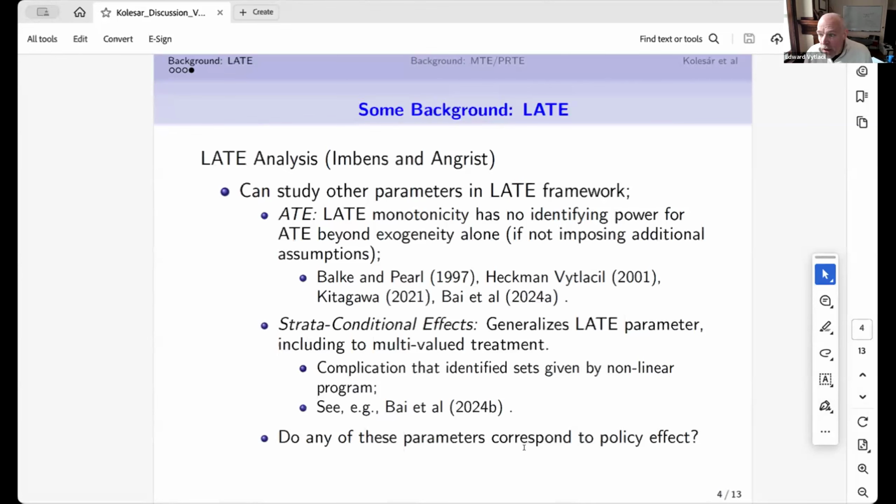Okay. Another thing you could do, say with a multi-valued treatment, is think about generalizations of LATE. So for example, effect of treatment A versus treatment B for those who would select into treatment A if encouraged to A, but would select into treatment B if encouraged to B. And for those kinds of parameters, of course, generalizations of LATE, naturally monotonicity plays a key role. Do any of these parameters correspond to a policy effect? Well, average treatment effect does if it's a really extreme policy. The strata conditional effects do if the policy is acting upon people who are, again, acting as if they're responding to the instrument.